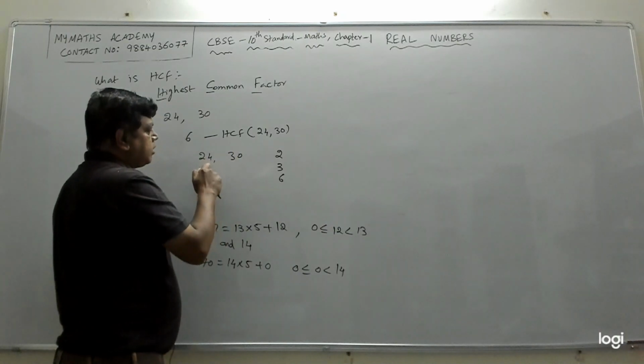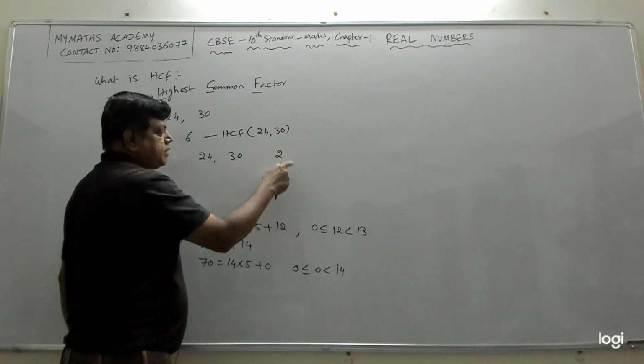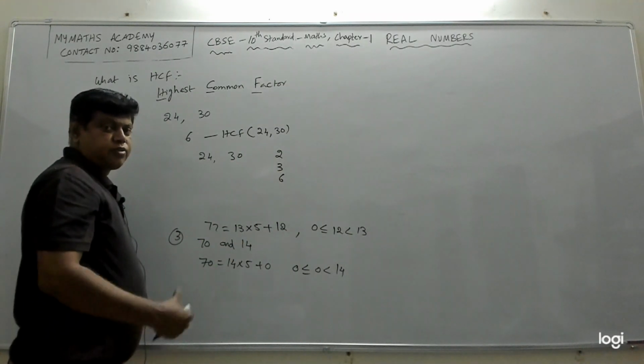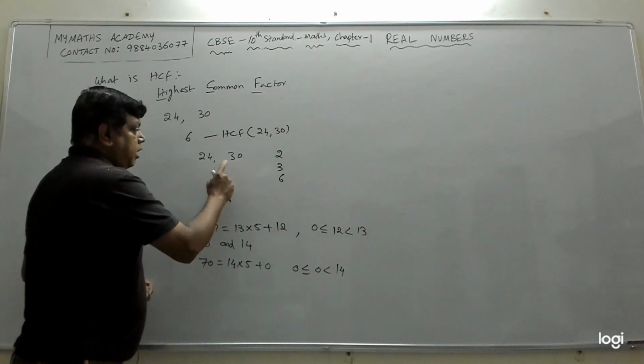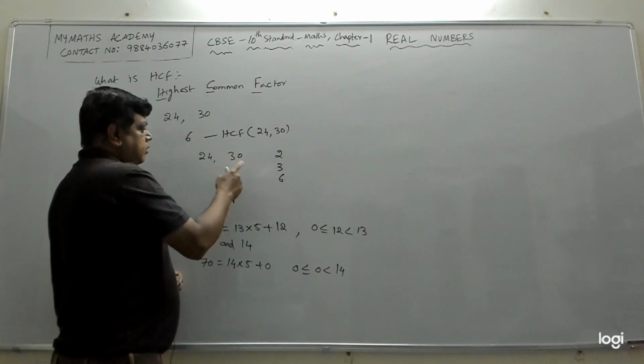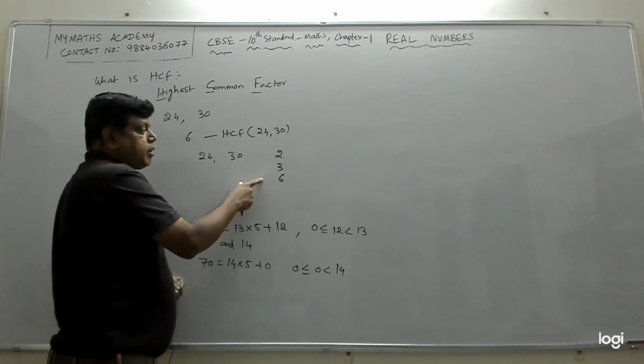So these are the factors. 2 is a factor of both. 3 is also a factor of both. 6 is also a factor of both. Among all these factors, which is the greatest factor? Highest common factor? 6. Common factor means a factor of both, and 6 is the factor of both, and that is the highest number among these.